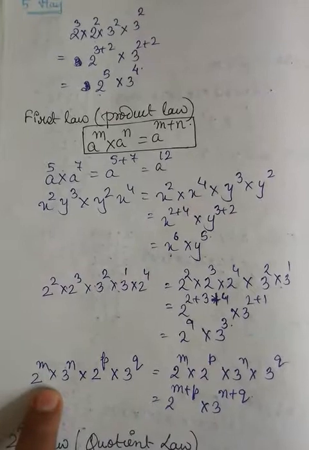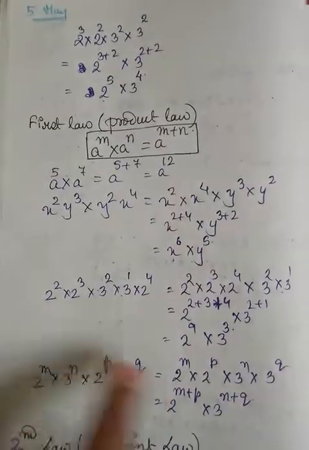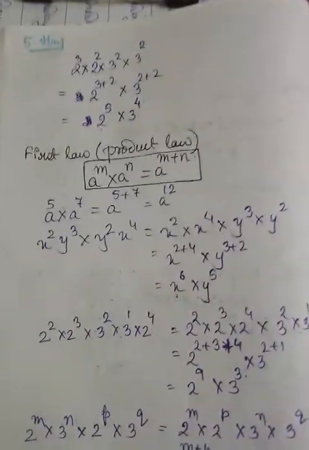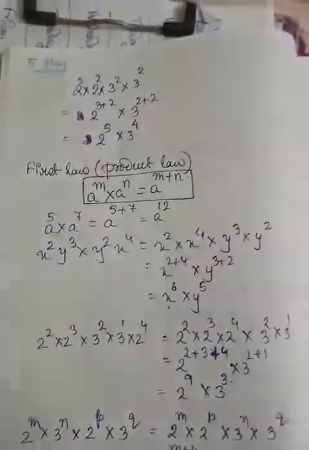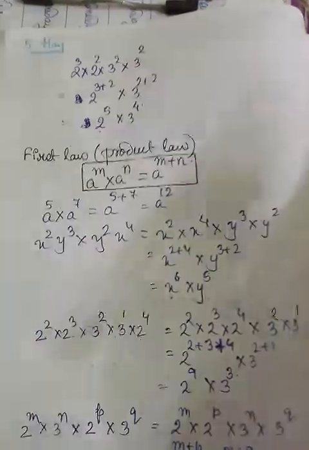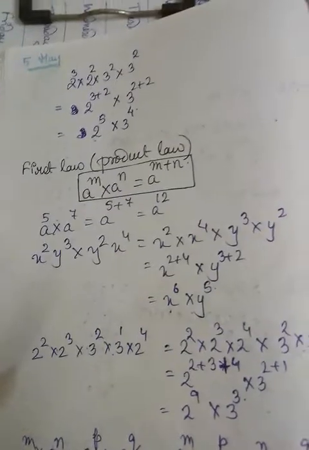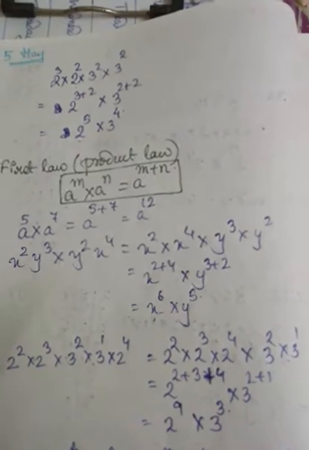Similarly, we can have the power in the form of variables like 2 to the power m into 3 to the power n. So similarly it will go. You just need to remember that the bases need to be same. If the bases are same, then only we will add their powers. Again, there is an example in your book, as you can see.